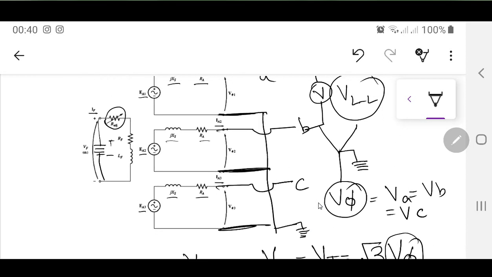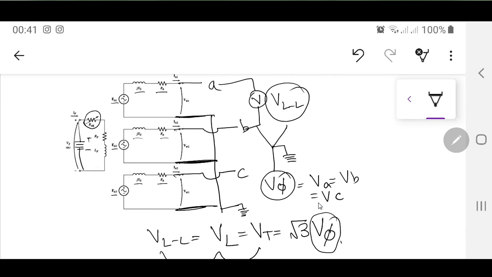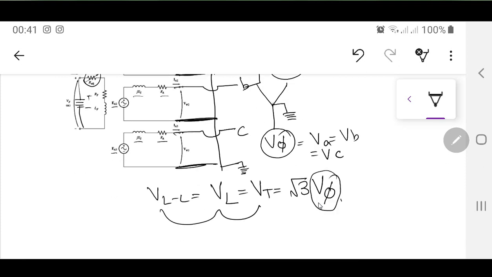So when you have a machine connected in Y configuration just like this, you have terminal voltage. This is VT, terminal voltage. When you are measuring between AB or BC or CA, this is called terminal voltage or line to line voltage, and this is root 3 times V phase.